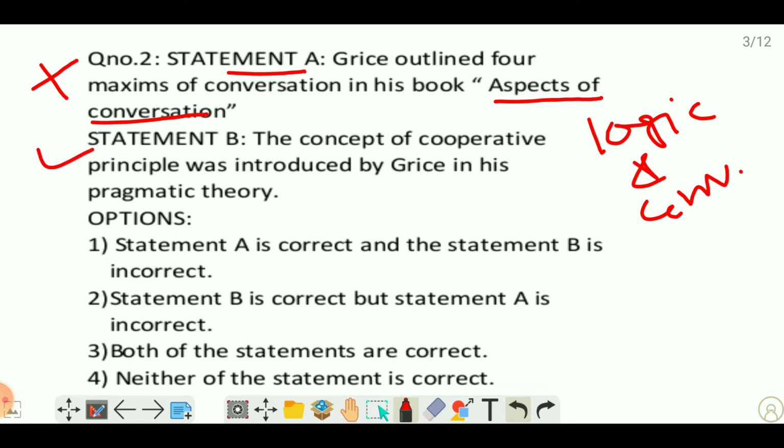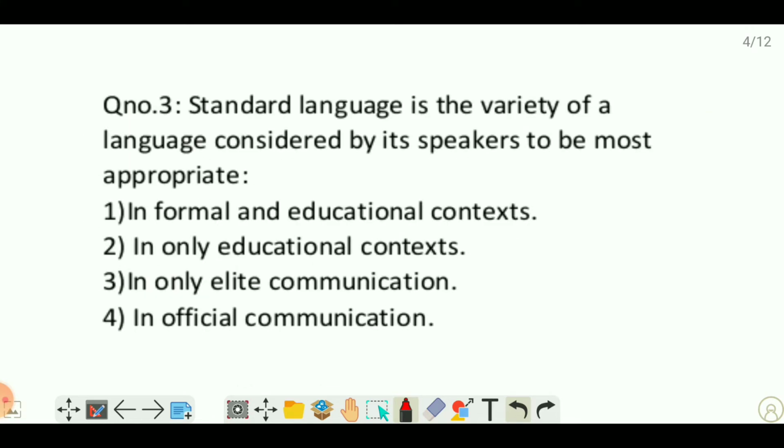Statement B says the concept of cooperative principle was introduced by Grice in his pragmatic theory. Statement number 2 is correct. So the option, statement B is correct but statement A is incorrect, is the correct option. Question number 3. Standard language is the variety of language considered by the speakers to be most appropriate. Option number first is the correct option, in formal and educational contexts.